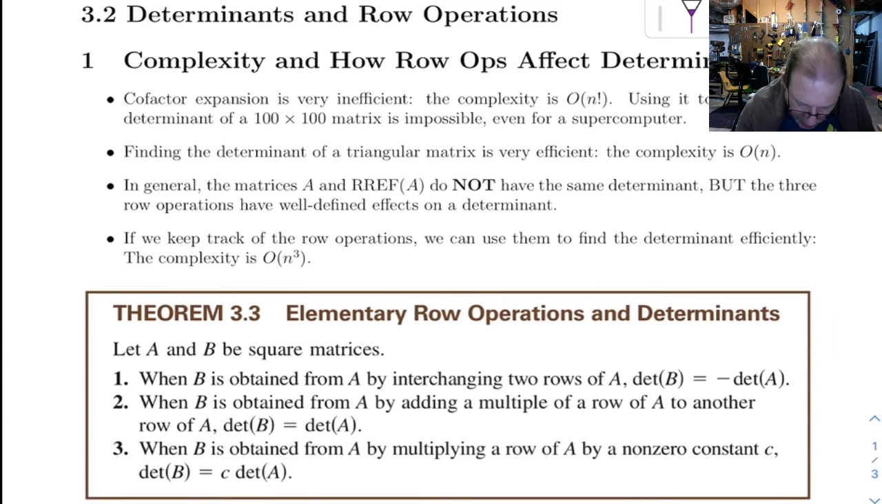And maybe I'm jumping the gun a bit by saying reduced row echelon form, because we don't have to get it into reduced row echelon form. We just have to get it into triangular form. And so if we do that and we keep track of the row operations, it's possible to find the determinant efficiently. And the complexity for that is O of n cubed. So n cubed, I mean, that's still going to take a while if the matrix is big, but it's not insurmountable.